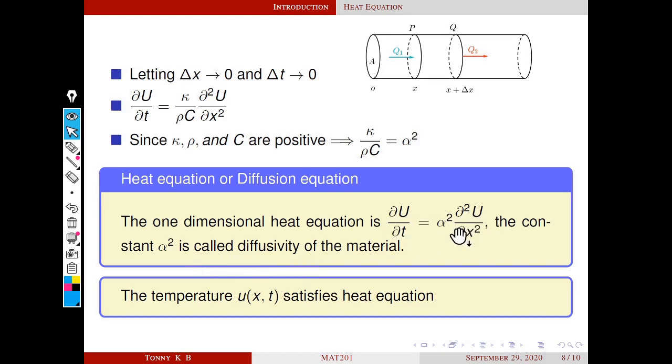So in the next session, we will solve this heat equation by the method of separation of variables.